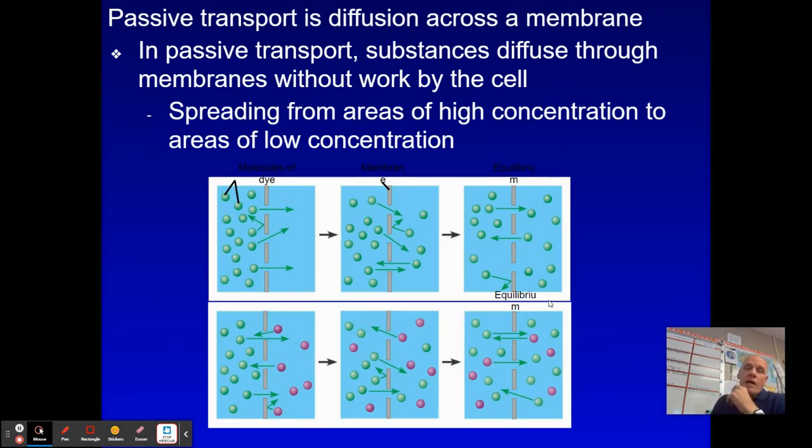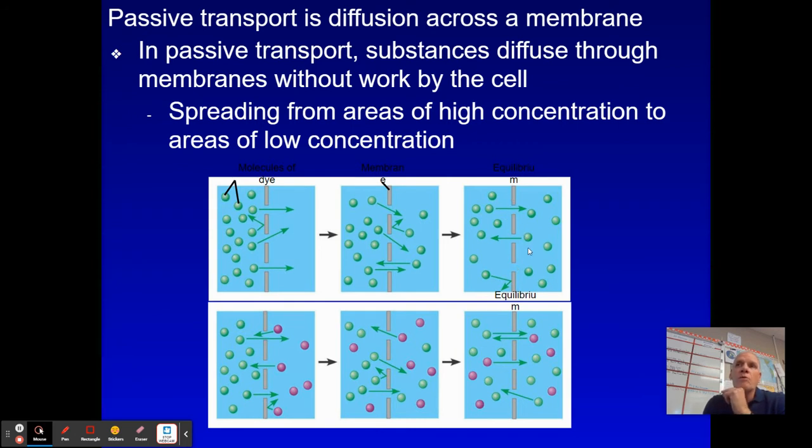Okay. Passive transport in relation to cells is going to be diffusion across a membrane. And again, here we see two pictures. We see a selectively permeable membrane. We see the high concentration on the left in the top picture. And the movement is going to be random, but eventually they will move until they are equally distributed throughout the container with that semi-permeable membrane.